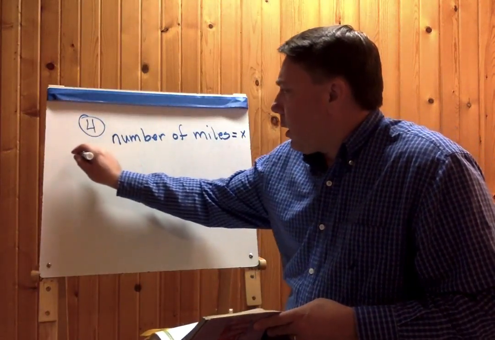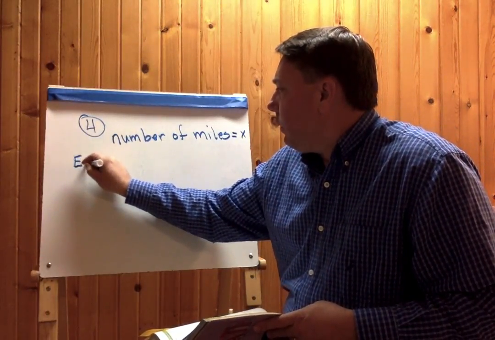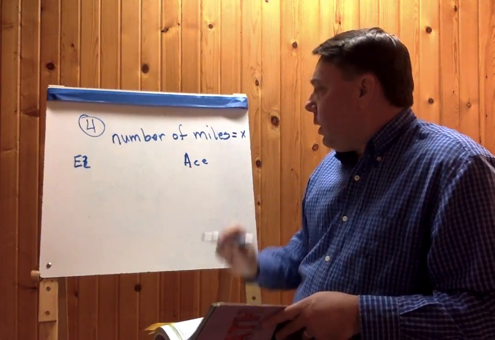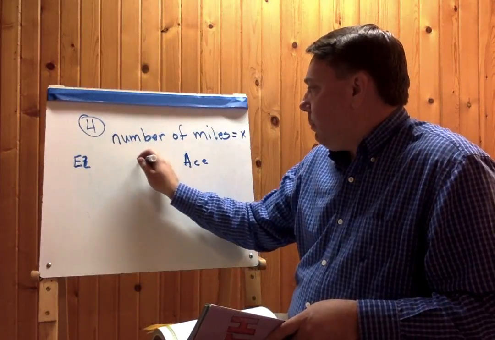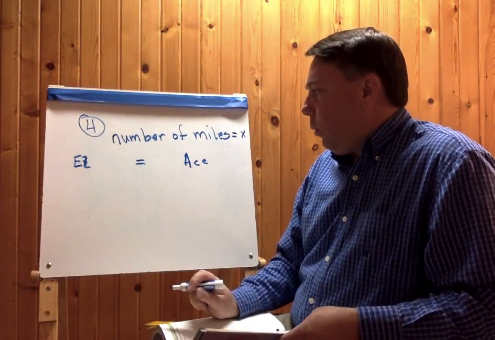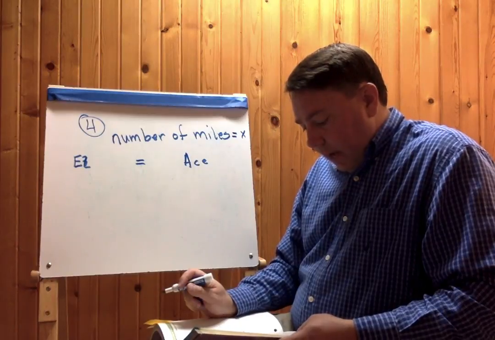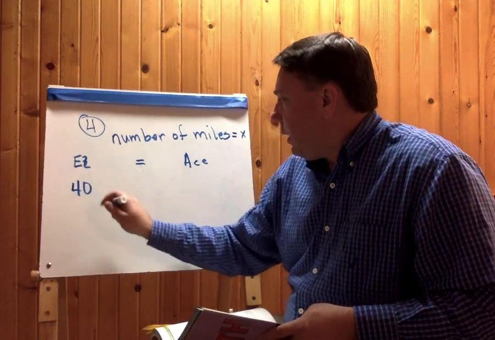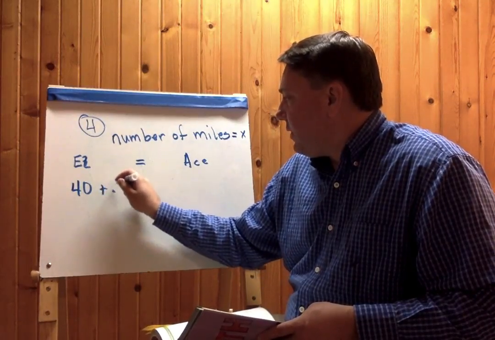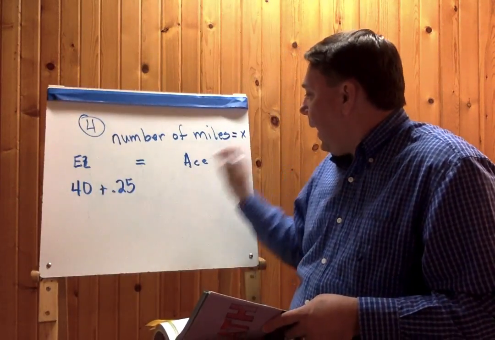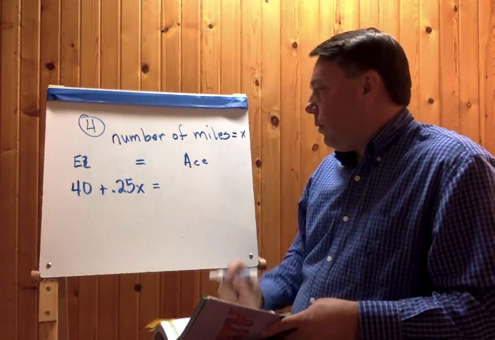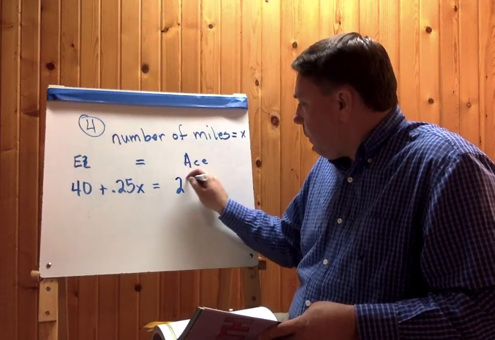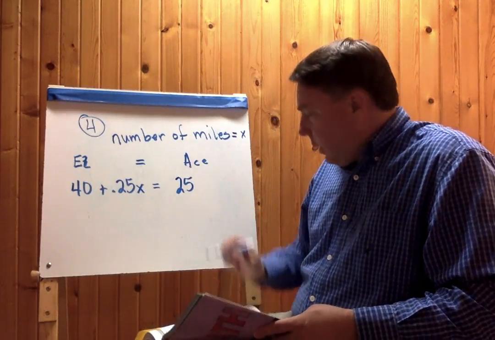This problem has 2 car companies, EZ Rental and Ace Rental. And we want to know when the cost would be the same in one day. So we want to know when they're equal. So if we have a $40 a day plus 25 cents a mile, we'd have $40 plus 25 cents times x equals, and then the second part it said $25 a day plus 45 cents a mile.